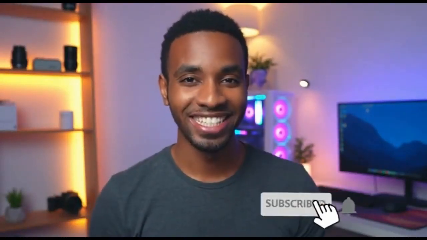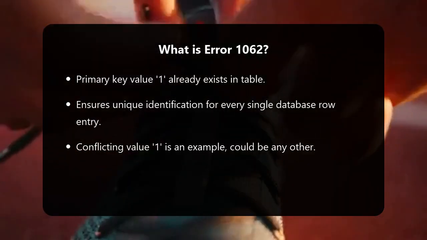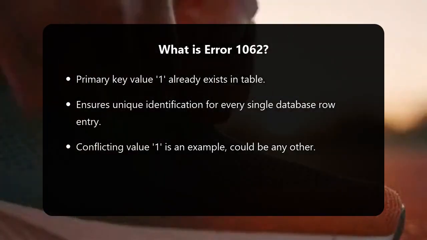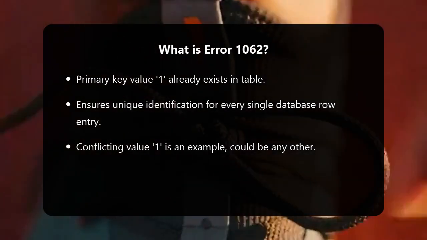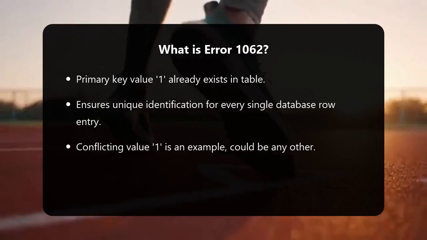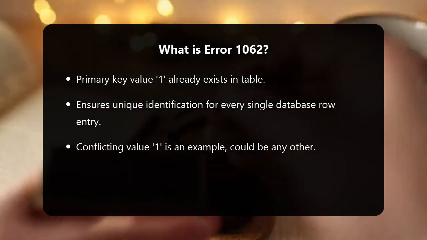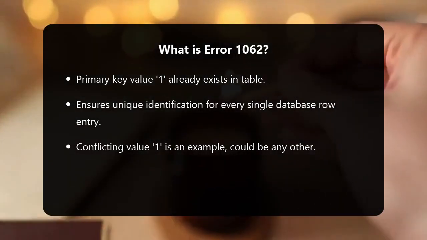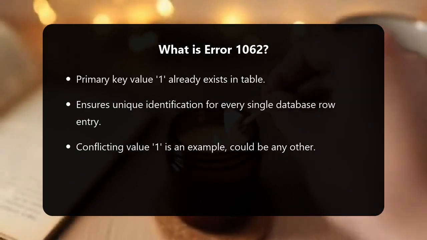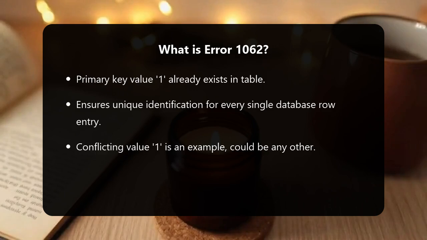Let's jump in. When you encounter MySQL error code 1062, specifically duplicate entry 1 for key primary, it means that your database is preventing you from inserting a new row because the value you're trying to use for the primary key, in this specific case 1, already exists in that table.